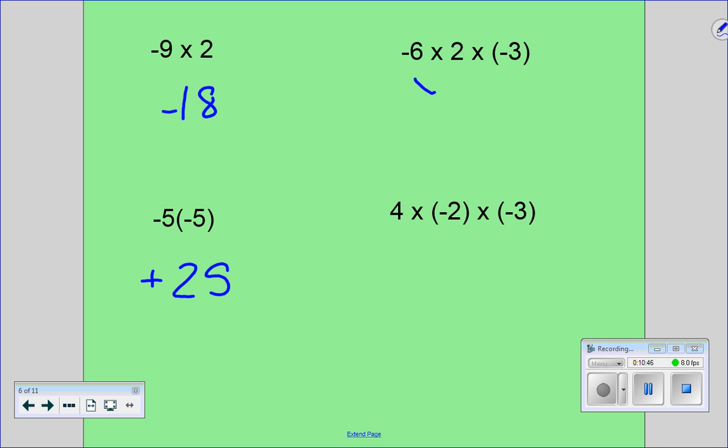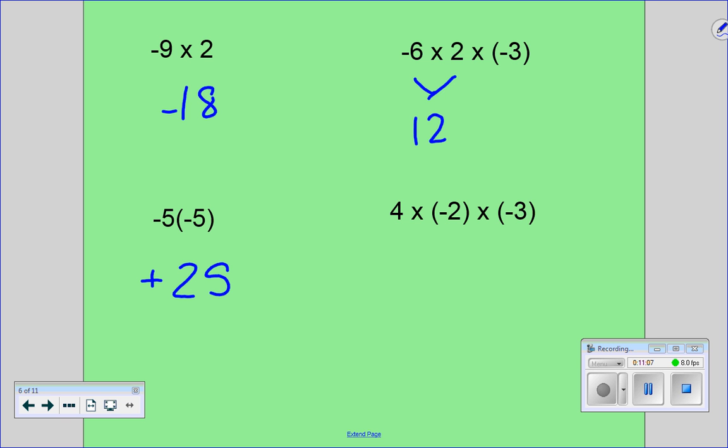Okay, so 6 times 2 is? Anybody? 12. Okay. Is it going to be positive or negative? Negative. How do you know? 6 is negative, 2 is positive. Positive and negative always makes a negative.